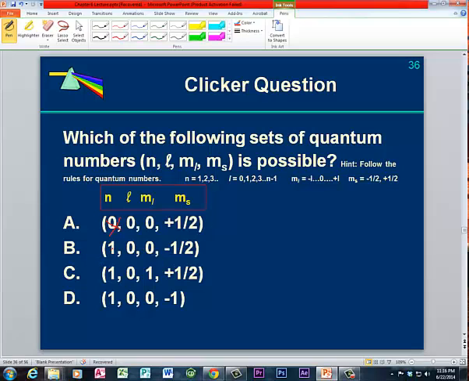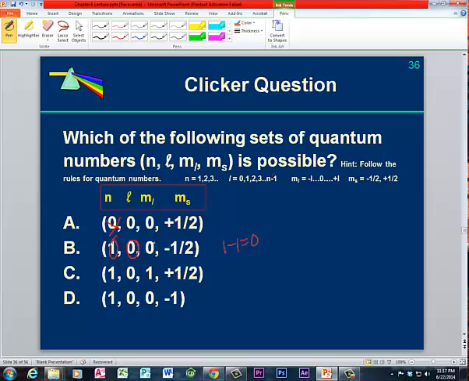1 is a possible n quantum number. That's a good value for n. And if n is 1, can l be 0? Let's look up. And what we see for l is that the rule says l can be 0, 1, 2, 3, all the way up to a maximum value of n minus 1. Well, if n is equal to 1, 1 minus 1 is equal to 0, and so l equals 0 is just fine.